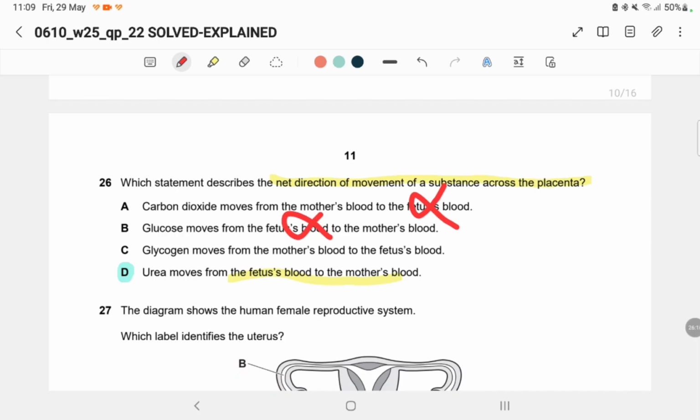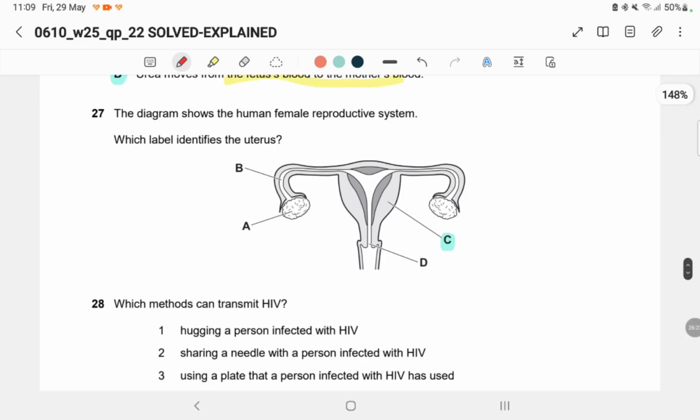You cannot pass through from the mother's blood to the fetus blood. It's impossible. Okay, so now moving on to question number 27.